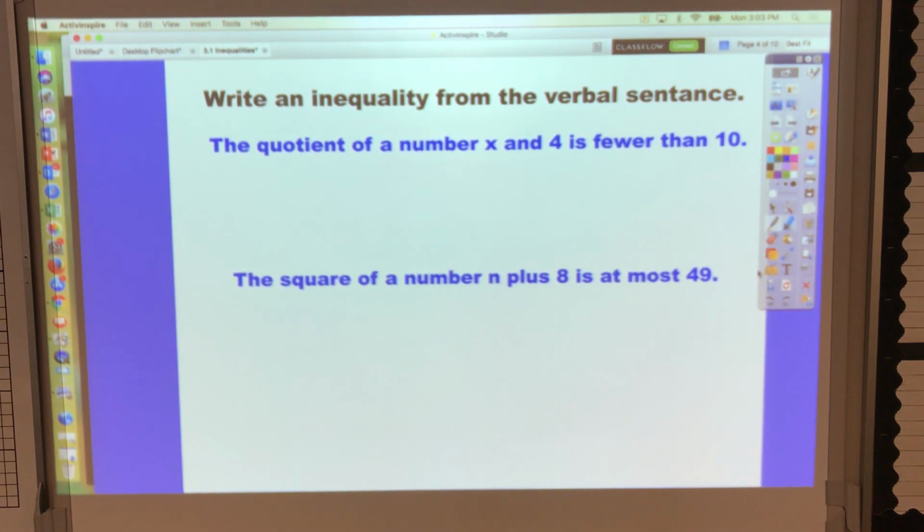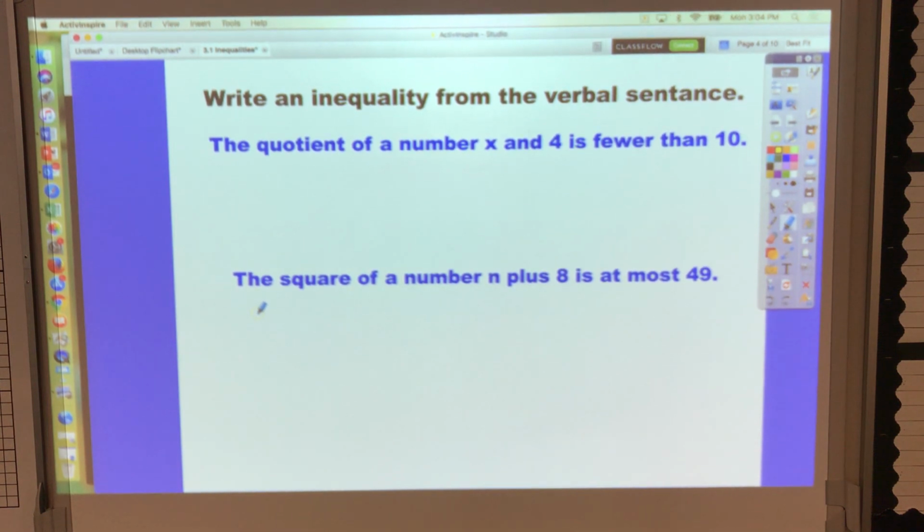Writing an inequality from a verbal sentence. This is almost the same as when we were writing equations. You need to look for your keywords. And is still an important one. Just now with our is, we're going to have a phrase with that word is. Okay, so let's look at the first one.